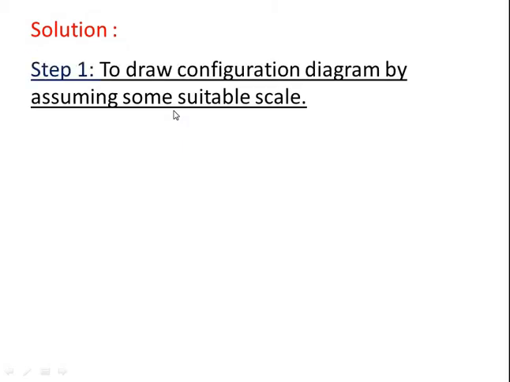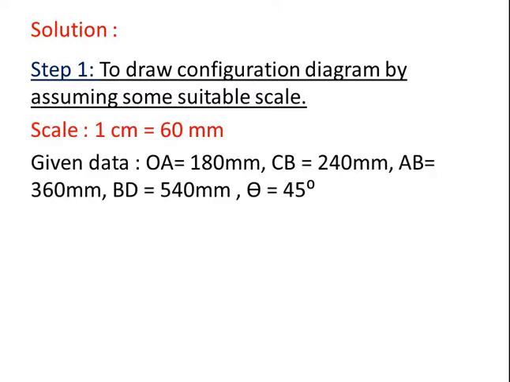Step number 1. To draw configuration diagram by assuming some suitable scale. So first we have to assume certain suitable scale to draw the configuration diagram. So depending upon the given dimensions, we will assume a scale equal to 1 cm equal to 60 mm.